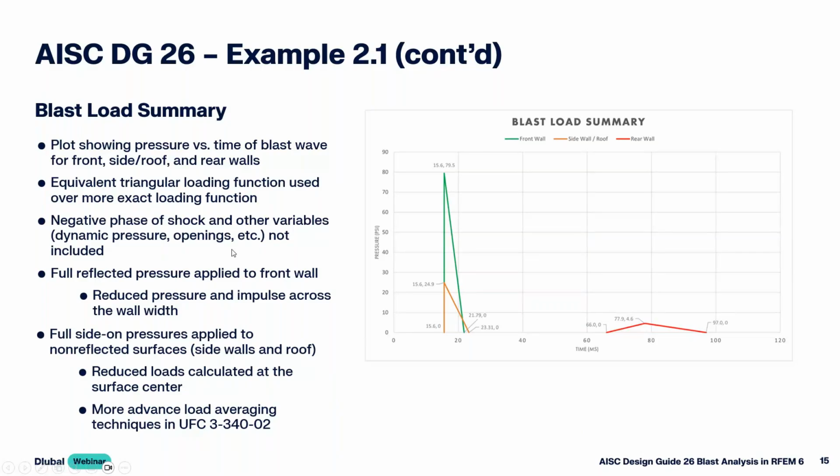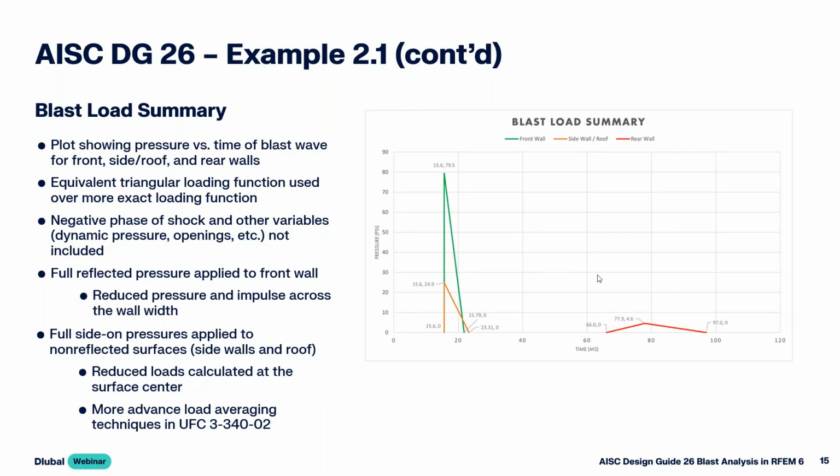The full side-on pressures were applied to the non-reflected surfaces. So we're talking about the sidewalls and the roof here. Remember, I use the same scale distance as I did at the front of the structure, but in reality, we could probably either use the center line of those sidewalls and roof, or we could look at reducing the loads as we move further to the rear of the structure. Now, there are more advanced load averaging techniques given to us in UFC 3-340 that you can refer to.